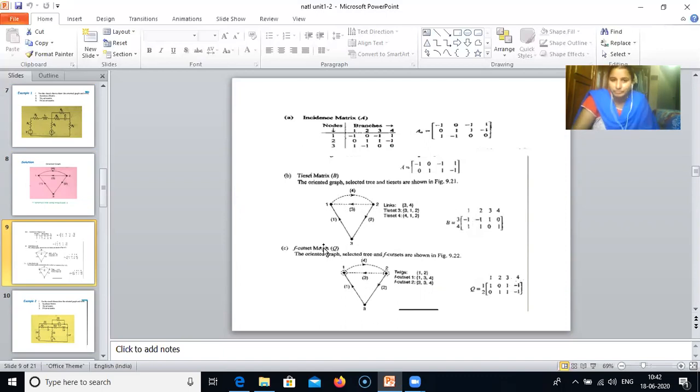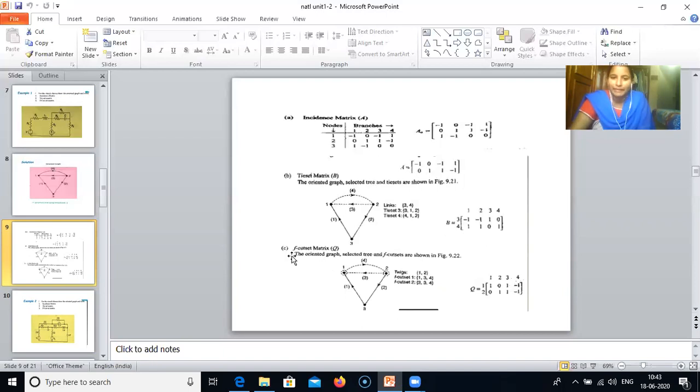Next, place this in this way. If we place link 4, take the clockwise direction. So all are in the same direction. So 1, 2 and 4 should be ones.